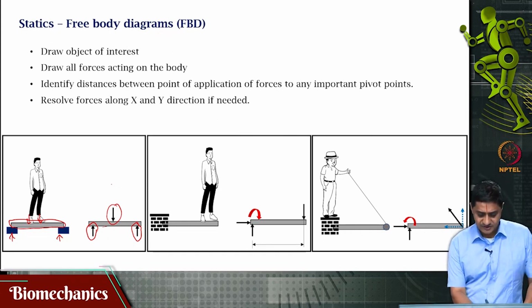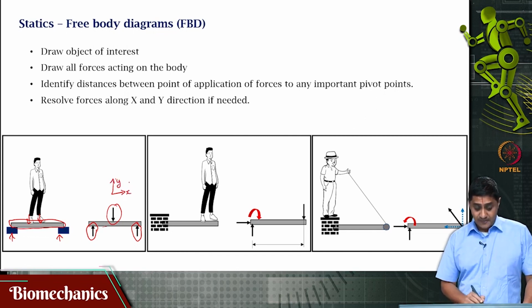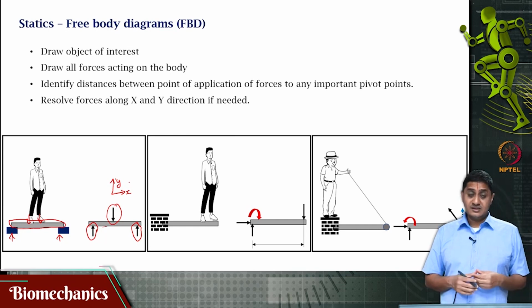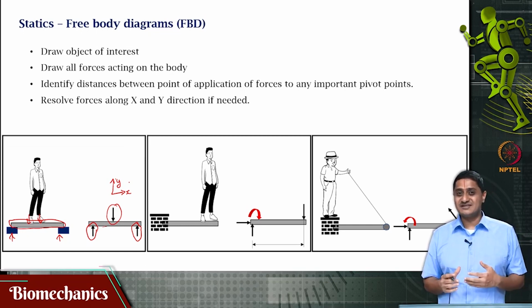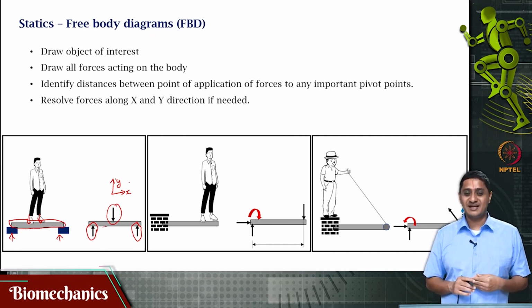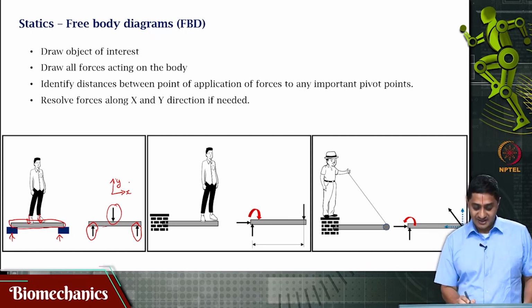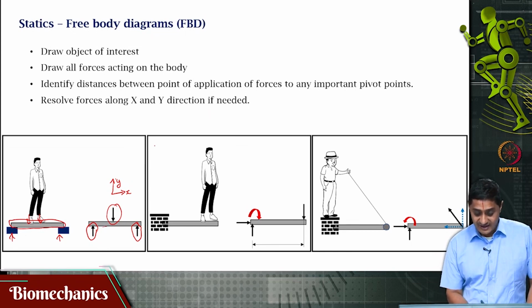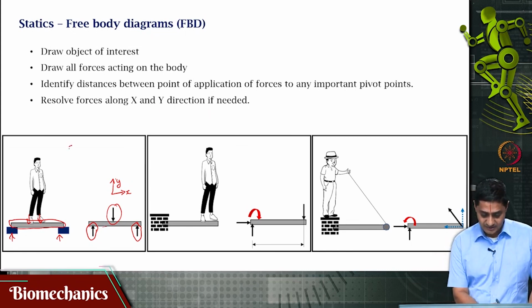Let us assume for the purpose of discussion that this is an x axis and this is the y axis. Because I know that there is no acceleration, we know from Newton's law that F is ma, and since a is 0, sigma F is 0. That means there is no net force acting on this object. So, I can say sigma F in the y direction, for example, is 0.